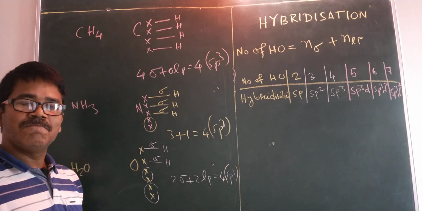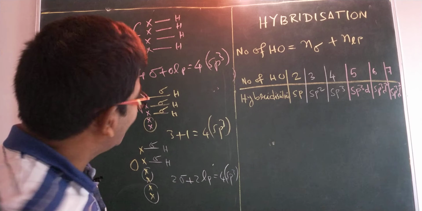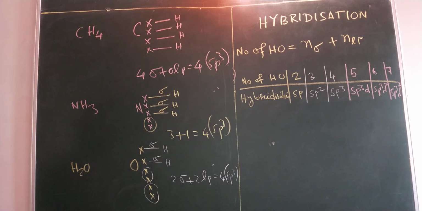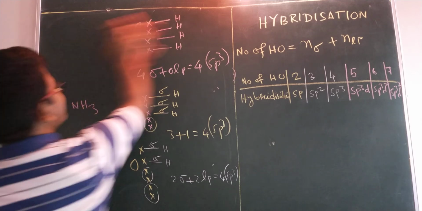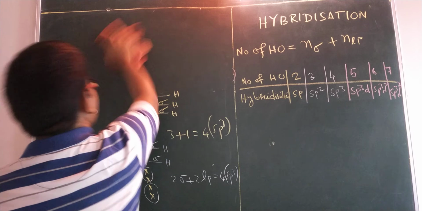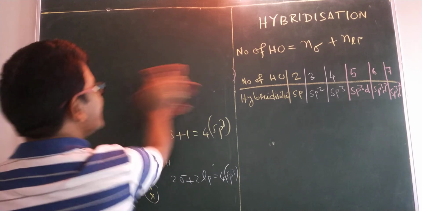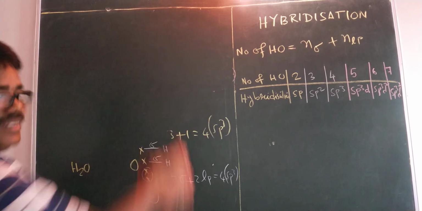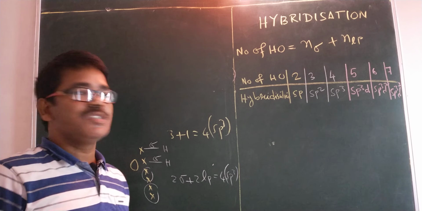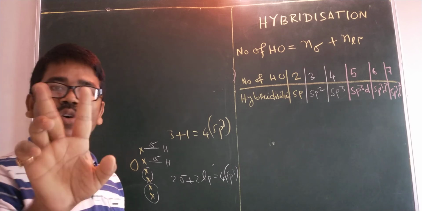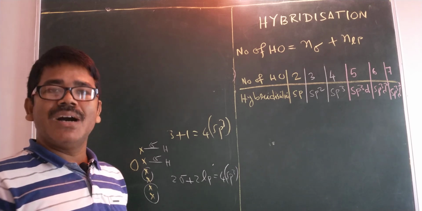Clear? Yes. Now let us take some more examples. Let us take an example where the surrounding atom is bivalent. Bivalent means it will form 2 bonds. One bond will be sigma, the other bond will be pi.